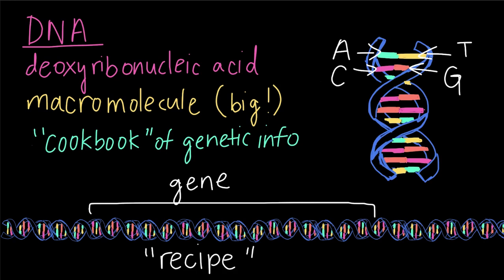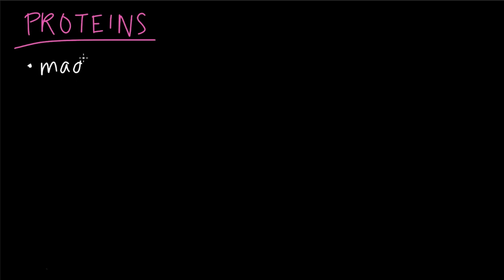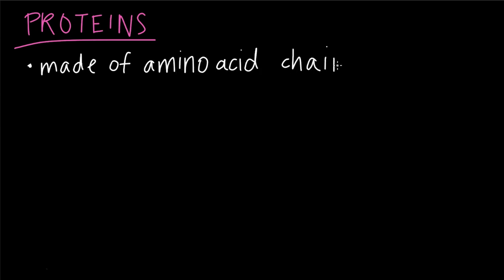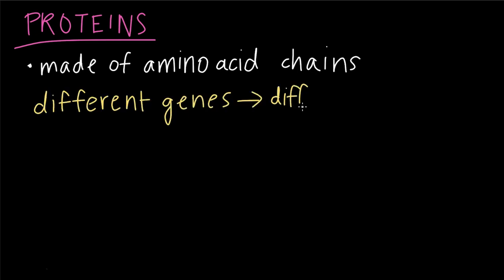But what do these gene recipes make anyways? Well, many genes encode proteins, which are made of long sequences or chains of amino acids. So I'll write here under proteins that proteins are made of amino acid chains. And genes provide instructions for how to create these chains. So thinking back to how genes are like recipes, because each gene has a different set of quote-unquote ingredients, or in this case, a different nucleotide sequence, different genes would therefore encode different proteins.